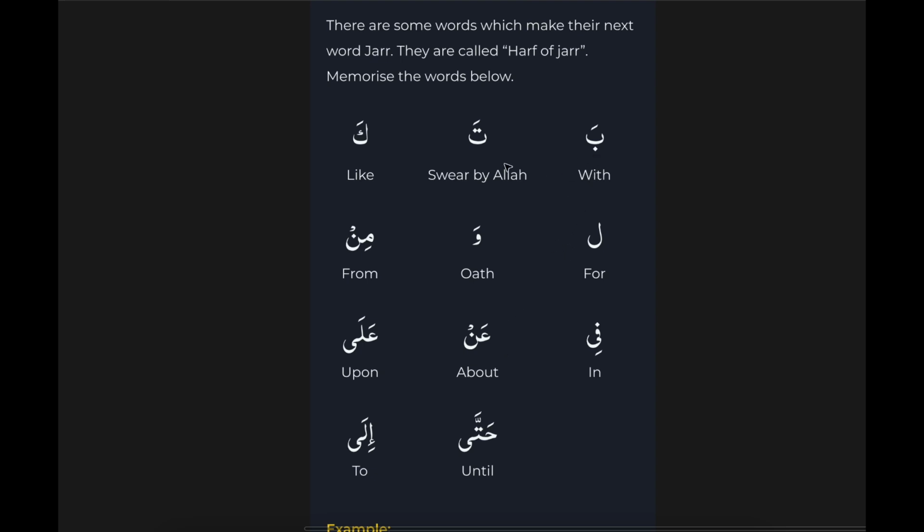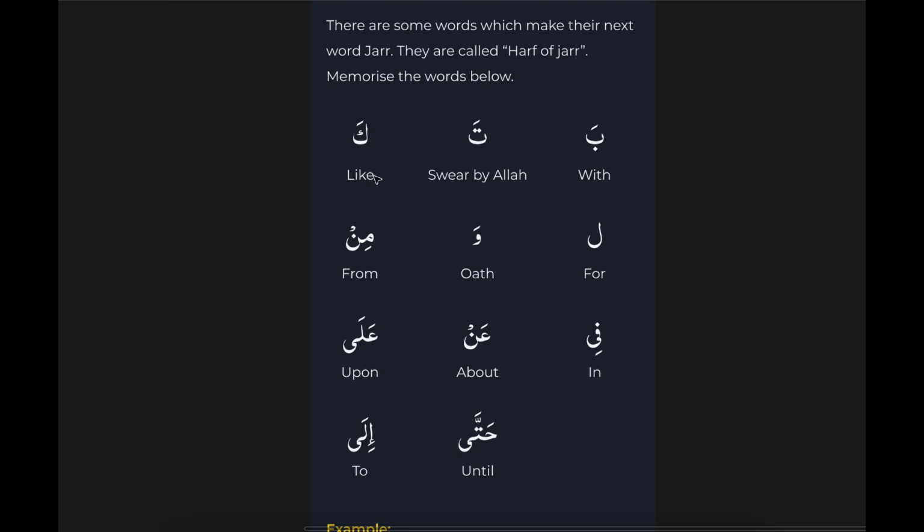Ba means with, ta means swear by Allah. When someone is swearing by Allah at an intense level, then the ta word is used. For example, tallahi means I really swear by Allah. But if it's a normal swear, then they just say wallahi. They use wa in that case. But in an intense case, they use ta, tallahi.